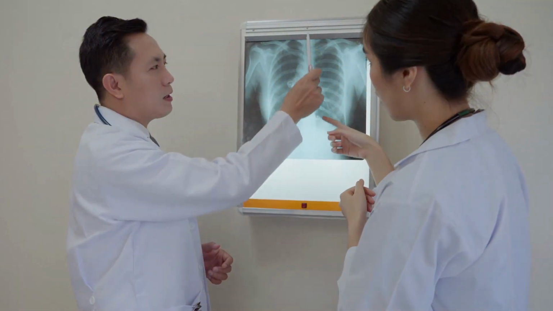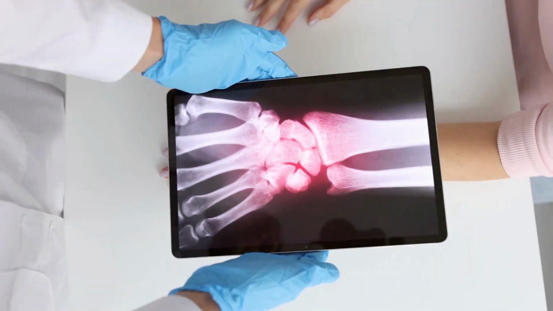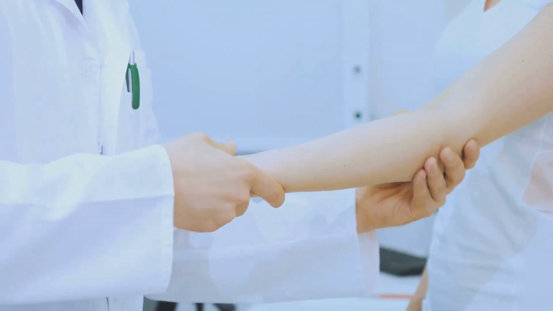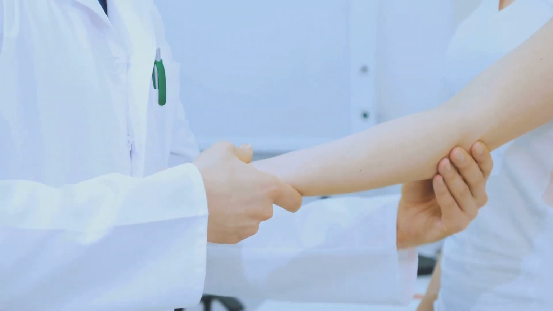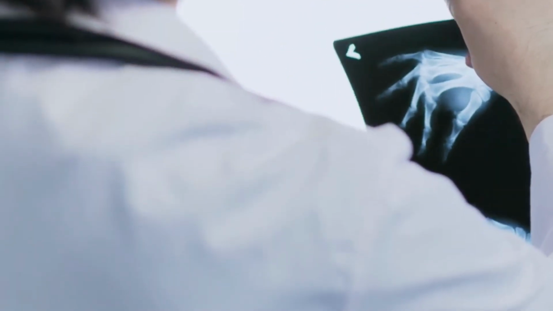Hello junior medics. Today's topic is close to my heart, wrist X-ray interpretation. It's a skill you'll use throughout your medical career, from the emergency room to orthopedics. Why are wrist X-rays so important?